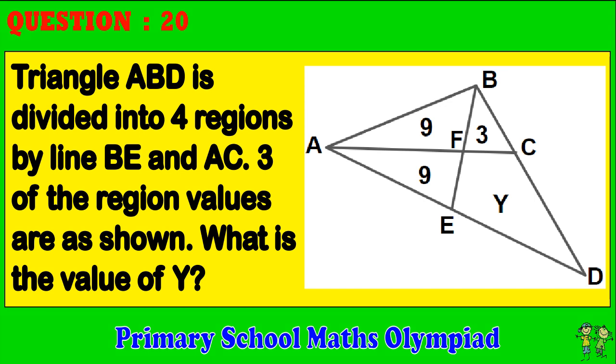Question 20. Triangle ABD is divided into 4 regions by line BE and AC. 3 of the region values are as shown. What is the value of y?